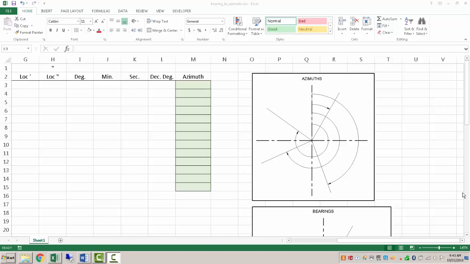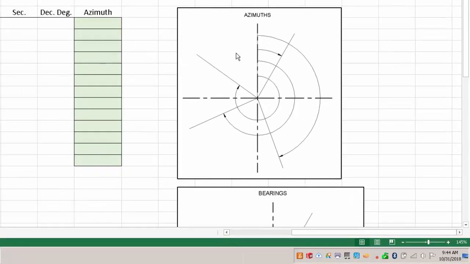One of the more tedious calculations in surveying when dealing with traverses is converting bearings to azimuths. These are just measures of angles, just like decimals or radians. Azimuth angles are measured from the northern line, and they're measured clockwise, and they range from 0 to 360 degrees. They're listed in decimal degrees.